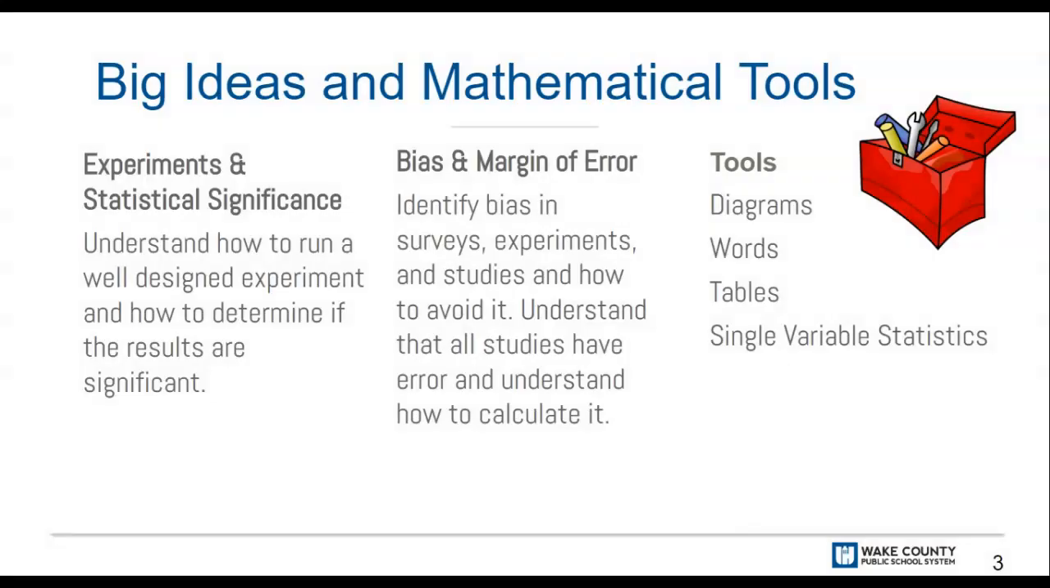The big ideas for this unit revolve around statistical studies and drawing conclusions. You will study how to properly design an experiment to test for statistical significance. You will learn the difference between a survey, experiment, and observational study, and what that means about your conclusions. You will also learn about bias and margin of error, and what it means for your results.